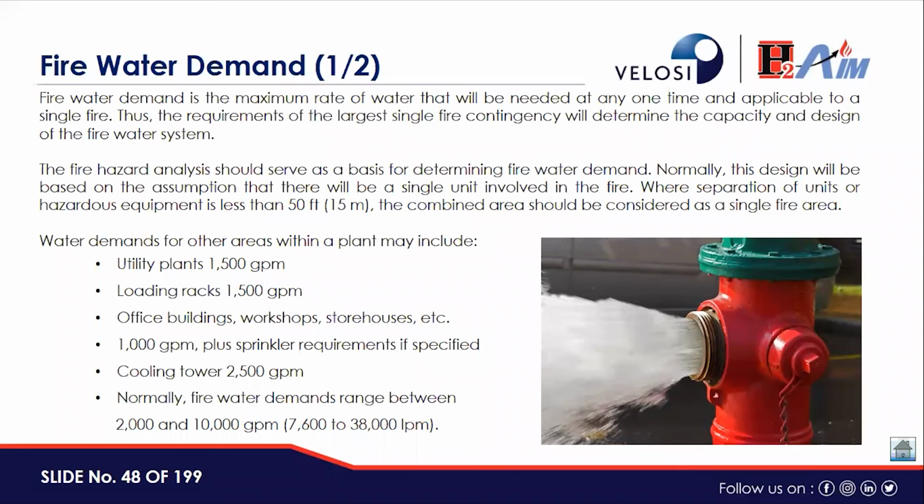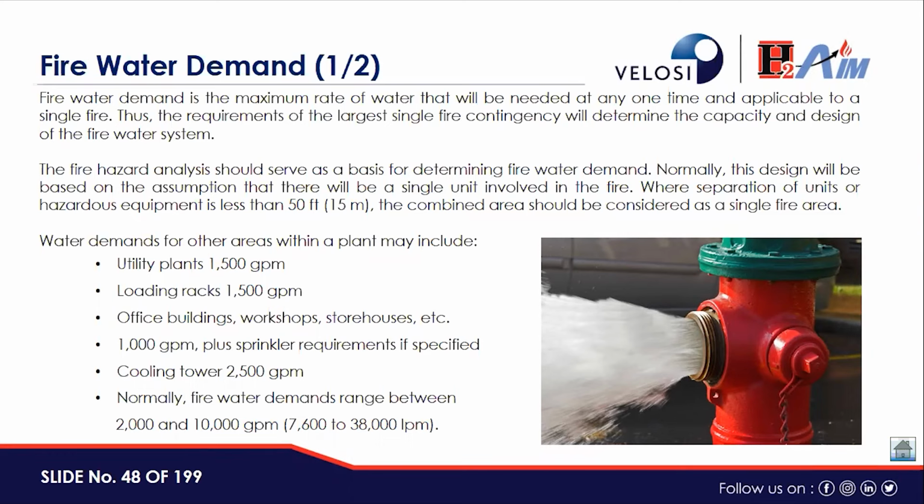Normally, this design will be based on the assumption that there will be a single unit involved in the fire, where separation of units or hazardous equipment is less than 15 meters. The combined area should be considered as a single fire area. Water demands for other areas within the plant may include, for the utility plants, 1500 gallons per minute, loading racks, same, office building, workshops, storehouses, 1000 GPM, plus sprinkler requirements if specified, then cooling tower, 2500 GPM.